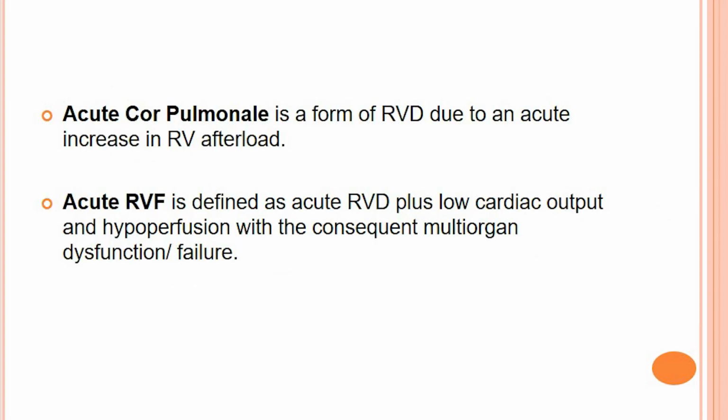Acute cor pulmonale is a form of RV dysfunction due to an acute increase in the RV afterload. And acute RV failure is defined as acute right ventricular dysfunction plus low cardiac output and hypoperfusion with consequent multi-organ dysfunction and failure. So these are the definitions of acute right ventricular dysfunction, right ventricular failure, and acute cor pulmonale.